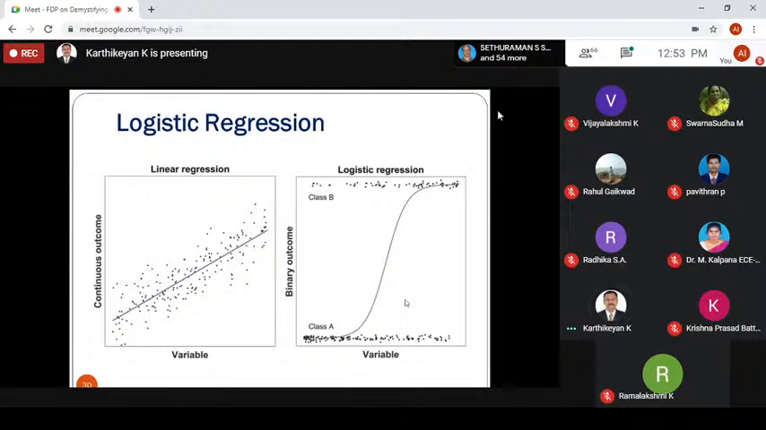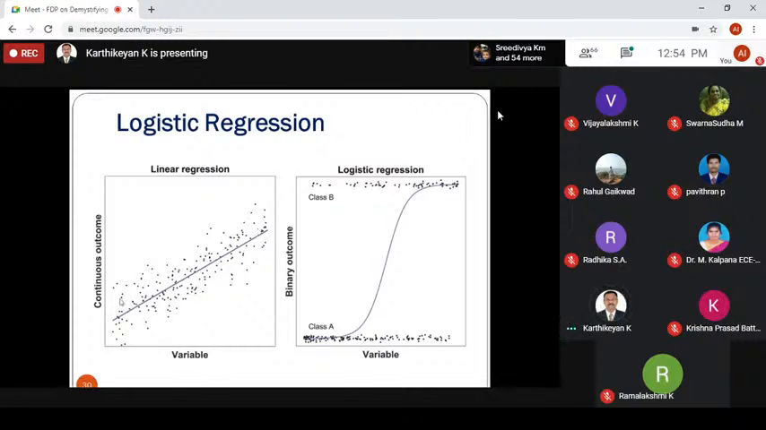Okay. Now this is another picture which will provide the clear difference between the linear regression and logistic regression. If you are taking a linear regression, the independent variables are here. Now the dependent variable is a continuous output. All the data points can take any value. Based on the data point values, the line of regression is formed.